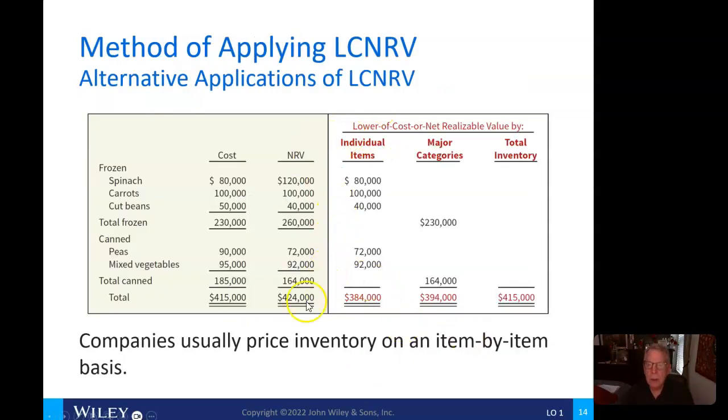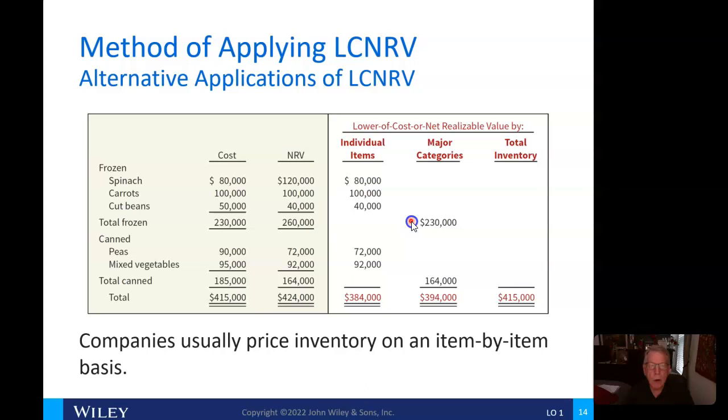Okay, so now an alternative application of lower of cost or net realizable value. So we can also do this by individual items. And that's frankly how I'm used to doing it, by individual items. And we would have $384,000 applying this approach. However, another method would be major categories. We could look at the total frozen and see that its net realizable value is $30,000 higher than its cost.